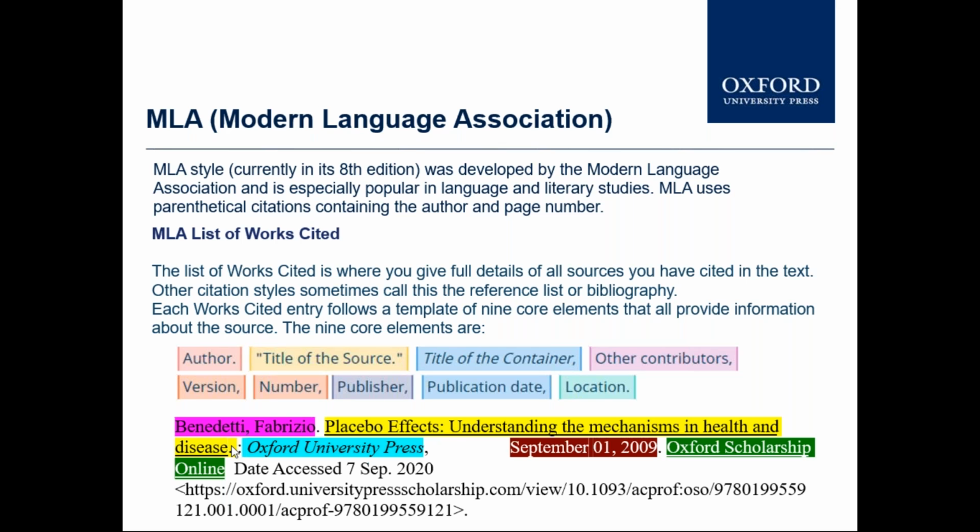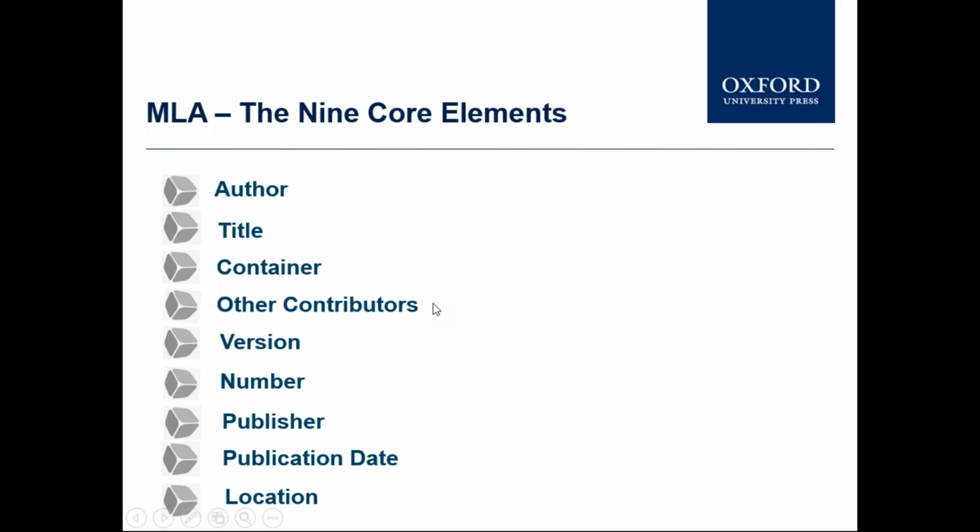And then, because there are no other contributors, we move on to the publisher. It's giving the publication date here and the location. And whenever you cite, it will always give you this from where it has come from. You will always get this in your citation information that you've downloaded from here. So we'll just briefly touch upon the 9 core elements. I've told you author, title, container, other contributors, version, number, publisher, publication date, location.